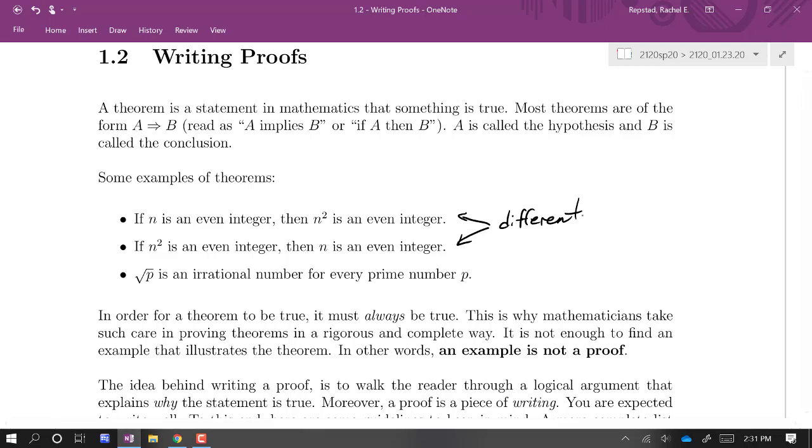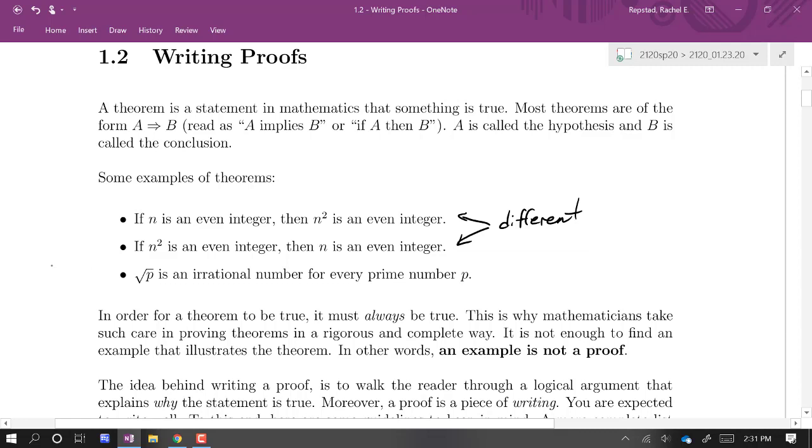And the square root of p is an irrational number for every prime number p. That doesn't look like it's in the if-then form, but we could put it in that form by saying if p is prime, then the square root of p is irrational. So these all happen to be true, and we're going to prove them all, or at least we'll prove the first 2, and in the third one we're going to prove that for the prime number 2.